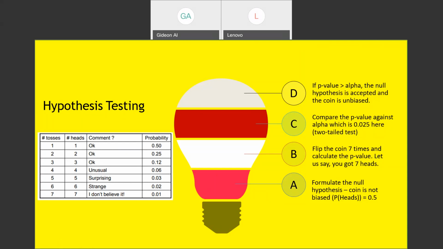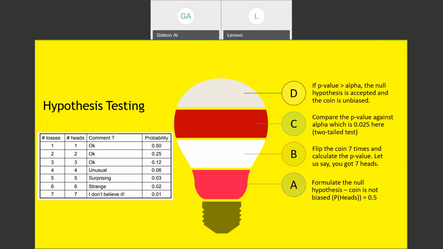Now compare the p-value against the alpha value, which is exactly what we take into consideration when it comes to accepting or rejecting the null hypothesis. Why did you take alpha value 0.025? Generally it is 0.05, 5%, that's the threshold. Why did I take 0.025 here? Because we are looking at a two-tailed test. Here, what is the null hypothesis? Probability of heads equal to 0.5, which means our alternate hypothesis is probability of heads not equal to 0.5. Less than 0.5, greater than 0.5.